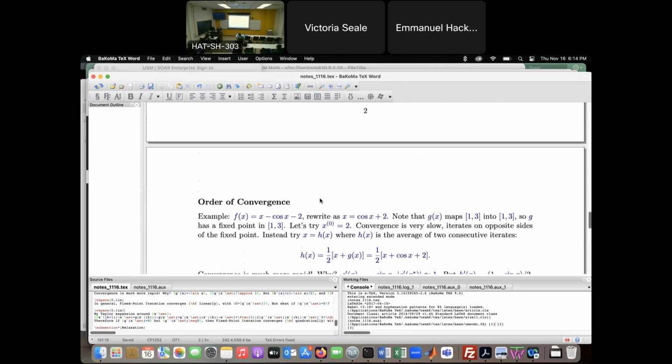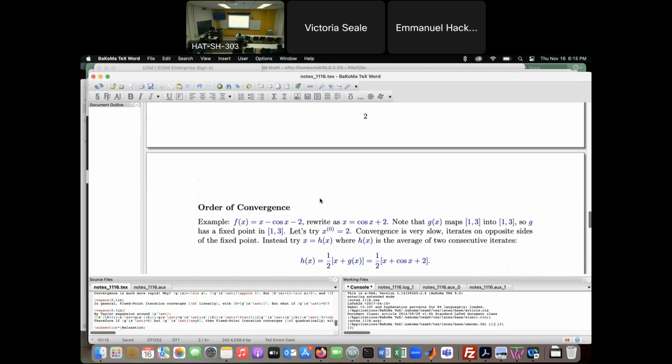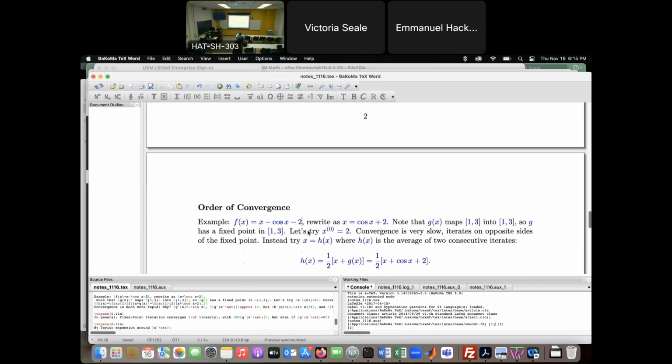Now, here's an example that I'm simply proud of that I came up with myself, and it turned out to be really interesting. I just wanted an example, but it turned out that way. I want to find a root of f of x equals x minus cosine x minus 2. So I rewrite it in the form x equals cosine x plus 2. So cosine x plus 2 is my g of x.